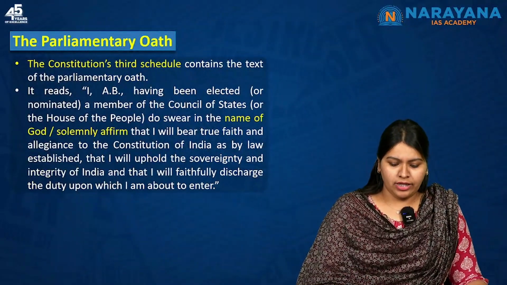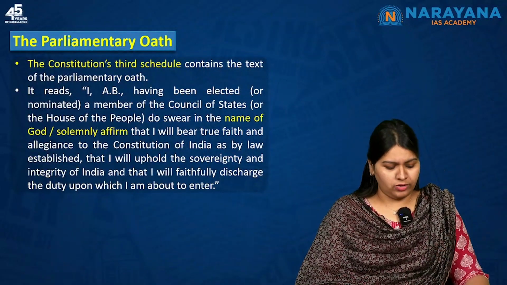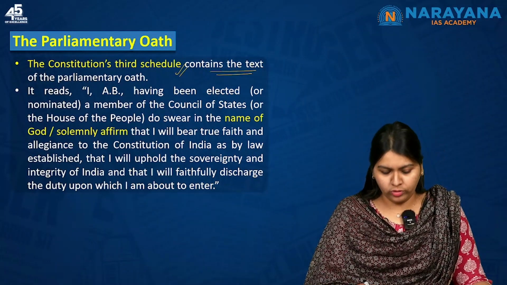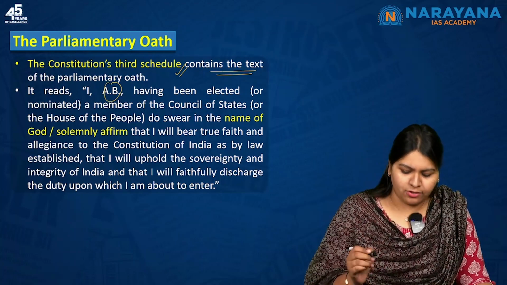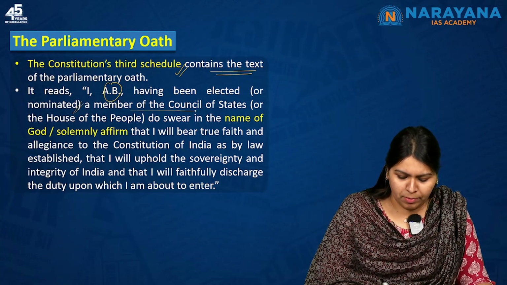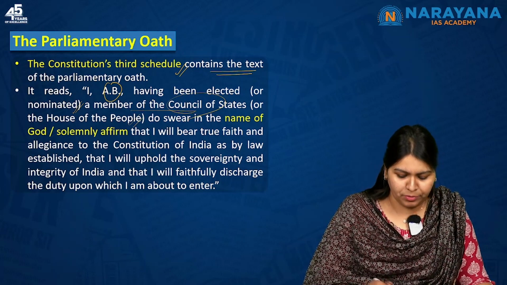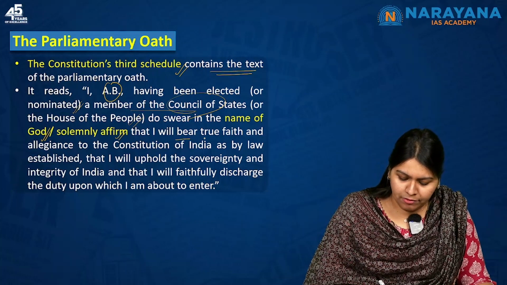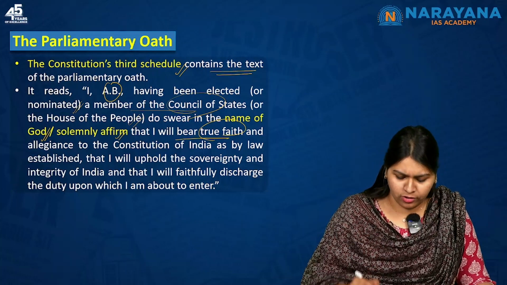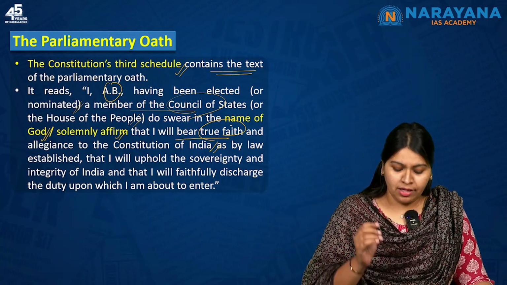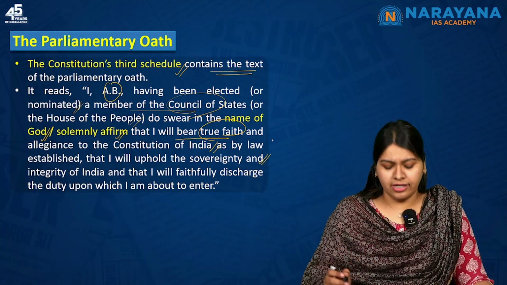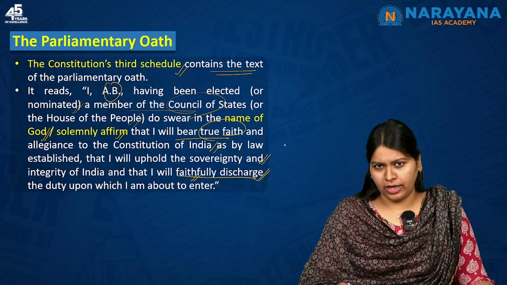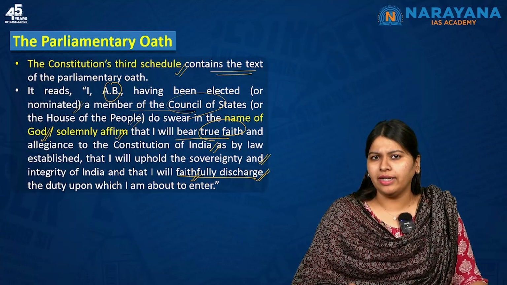Moving on, let us understand the parliamentary oath, how it is given. The Constitution's 3rd Schedule contains the text of the parliamentary oath, and it reads: I, so and so, having been elected or nominated a member of the Council of States or the House of the People, do swear in the name of God or solemnly affirm that I will bear true faith and allegiance to the Constitution of India as by law established, that I will uphold the sovereignty and the integrity of India, and that I will faithfully discharge the duty upon which I am about to enter. This is the oath that the elected MP takes.